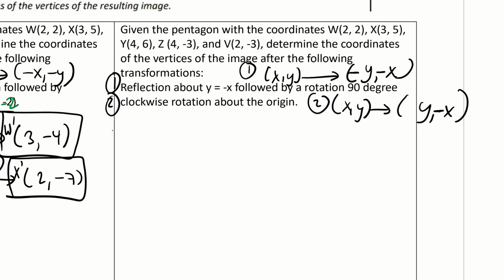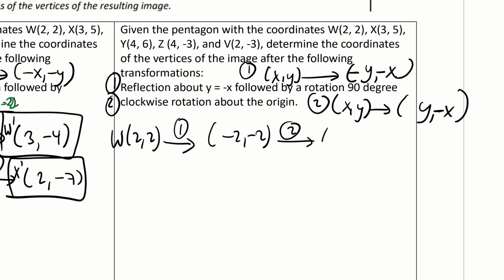All right, so let's go ahead and do this for W. So W is (2, 2). If I do the first transformation, I switch and negate. Then I switch again, which is going to look the same because it's the same number. And then I negate the second coordinate, so I have to put another negative there. Well, if I put another negative there, this turns into positive, right? So it turns into positive 2. So there's W prime.